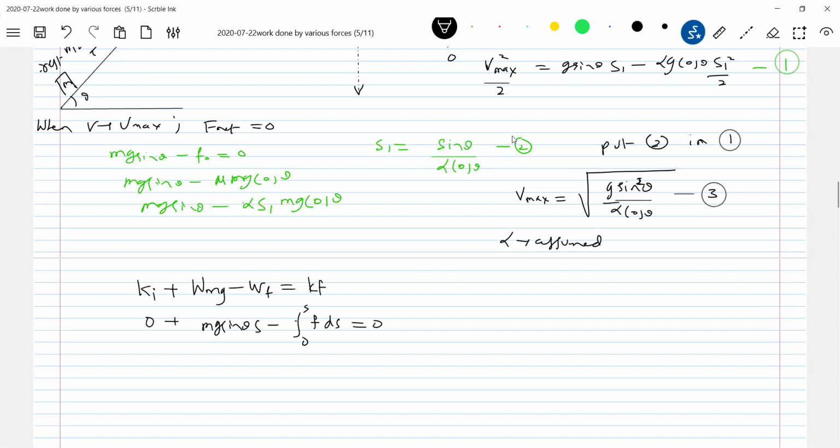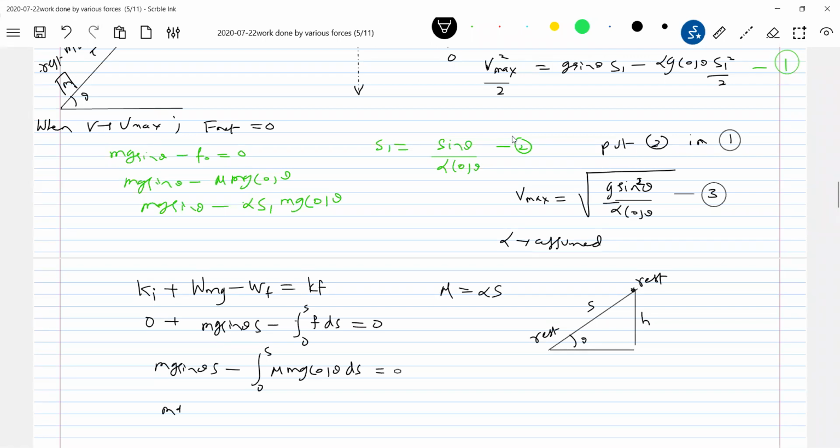So one simplest thing: it was released from rest, it will descend height h, no? And this is S. It will start from rest and it will end up here at rest. Okay, let's go for mg sine theta S. Now what is the friction value? Mu mg cos theta ds. In fact, what is mu? Mu we assumed equal to alpha s, no? So this should be alpha s mg cos theta ds, 0 to s. Solve for this, we'll get the expression for alpha. That alpha we can replace.